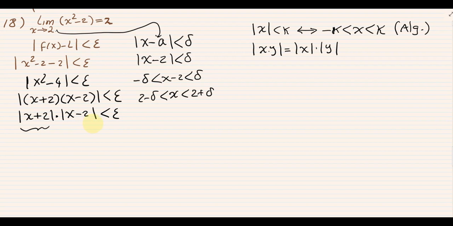You see this absolute value of x minus 2 looks like this expression, doesn't it? And that's kind of already bounded, isn't it? That's less than delta. So the only thing I don't know about is absolute value of x plus 2. So I need to bound absolute value of x plus 2. When we bound it, what do we mean by bounding it? That means I need to see how high, how large this factor can get.